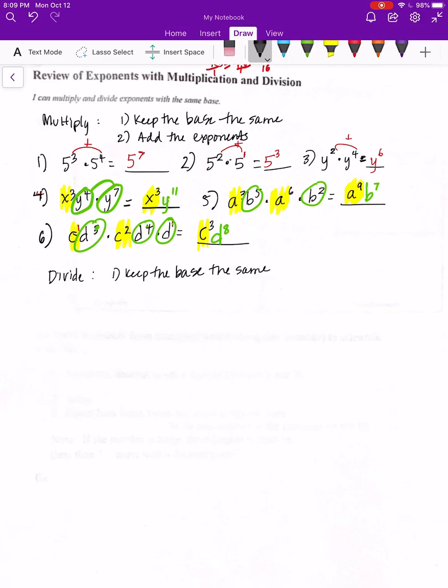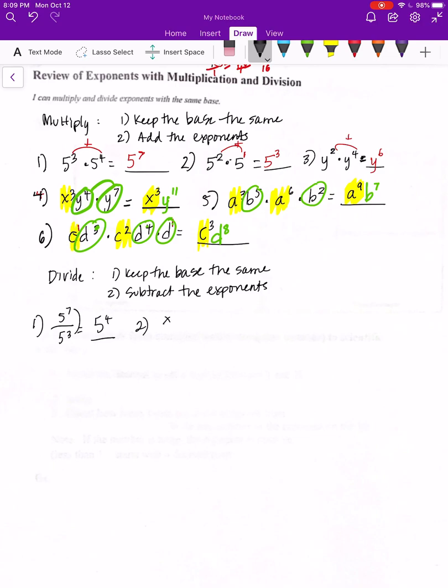And what do you do with the exponents? This time you subtract the exponents. So if you had something along those lines, it might be something like this: 5 to the 7th over 5 to the 3rd. Keep the base the same, which would be 5, and subtract. 7 minus 3 is 4.